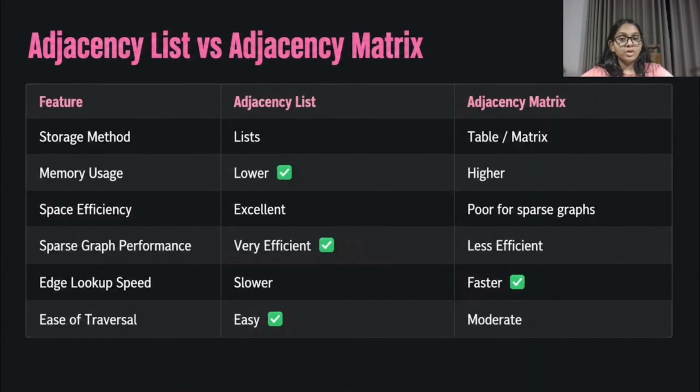Alright, so let's compare the two approaches. Let's talk about adjacency lists first. They use less memory, are excellent for sparse graphs, easy to traverse neighboring vertices, and widely used in graph algorithms. However, checking for a specific edge may take longer. The adjacency matrices allow fast edge lookup and are easy to implement for small graphs, but require significantly more memory, especially when dealing with large sparse graphs. So which one is better? The answer depends on the situation. For most real-world networks where connections are relatively sparse, adjacency lists are usually the preferred choice.